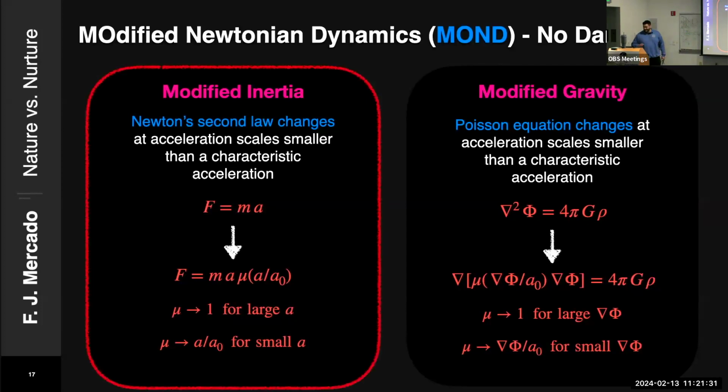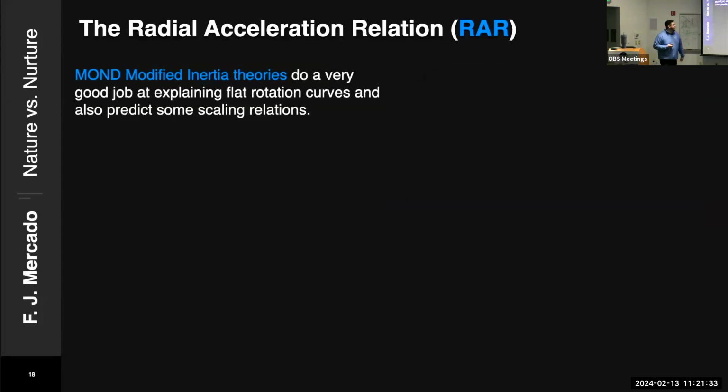So that's what I'll be talking about when I refer to MOND. MOND modified inertia theories do a really good job at explaining these sort of flat rotation curves that we see in rotationally supported galaxies. They also sort of predict some scaling relations.